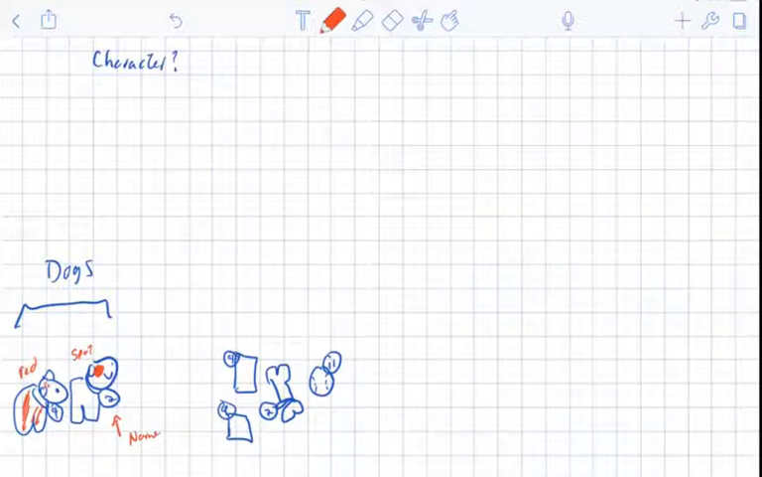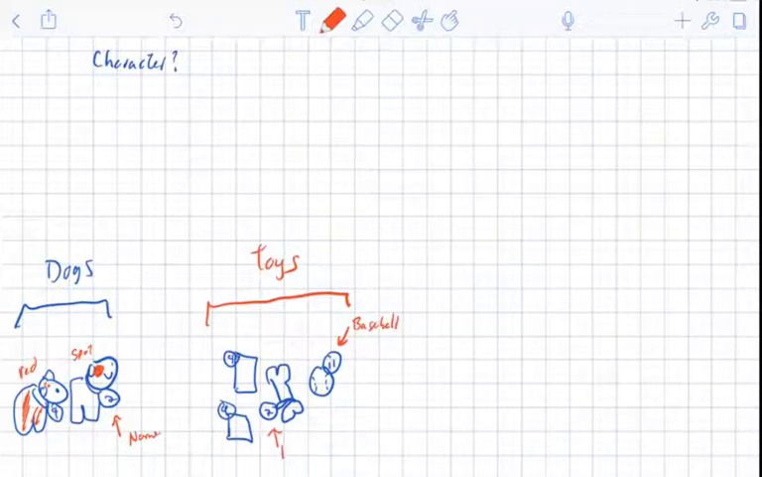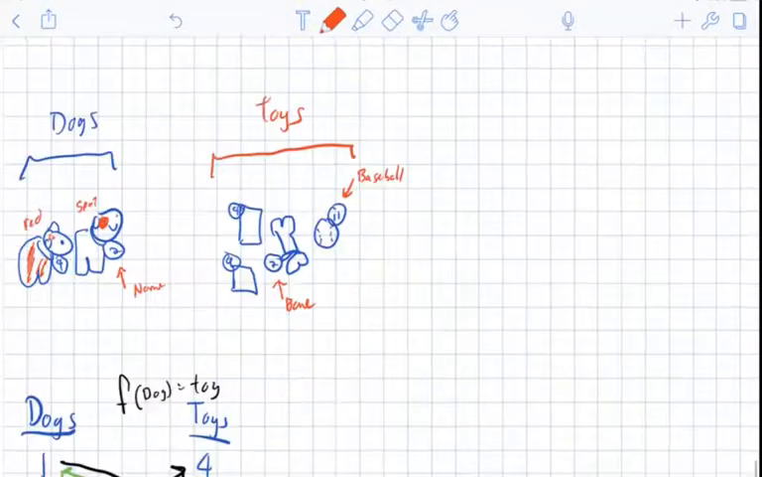I also have a big pile of toys. Each toy is labeled with a number. Number 11 is the baseball. Number 7 is the bone. And each dog has a favorite toy. I can draw the relationship between the dogs and the toys like this.